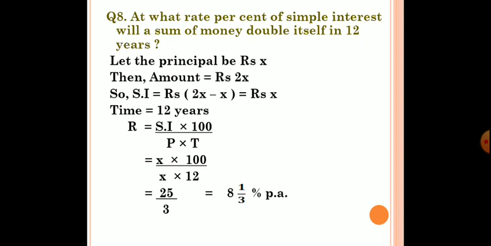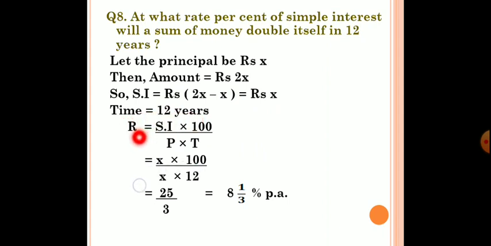Now moving on to the next question, question number 8. At what rate percent of simple interest will a sum of money double itself in 12 years? Here neither the principal is given nor the interest rate. Only the time period is mentioned as 12 years. So let us first assume that the principal is rupees x. As it is said that the sum will get doubled, the amount is equal to 2x. So now simple interest is equal to amount minus principal, that is 2x minus x, which is equal to rupees x. The time is given as 12 years.